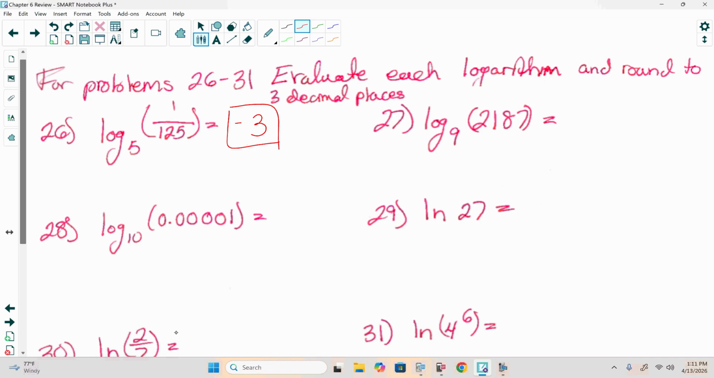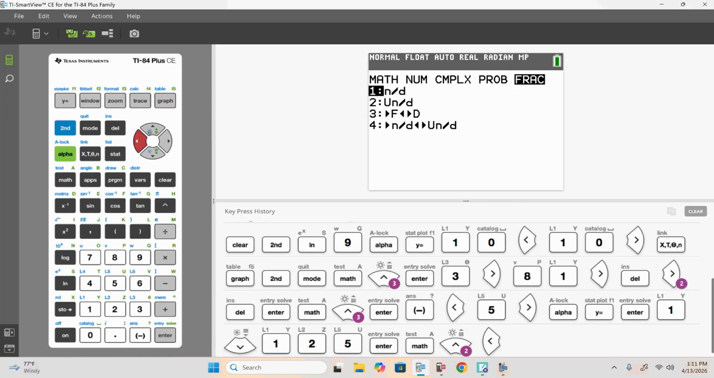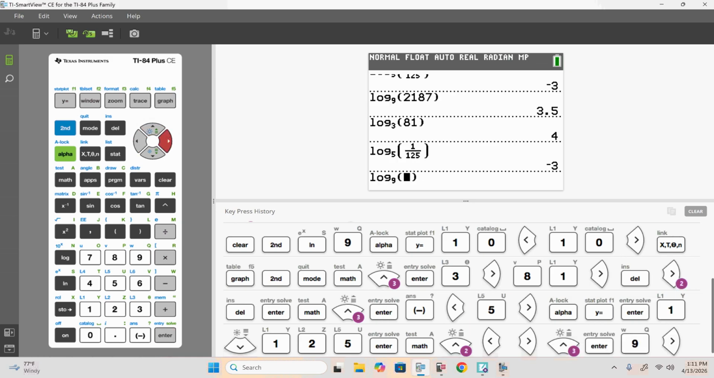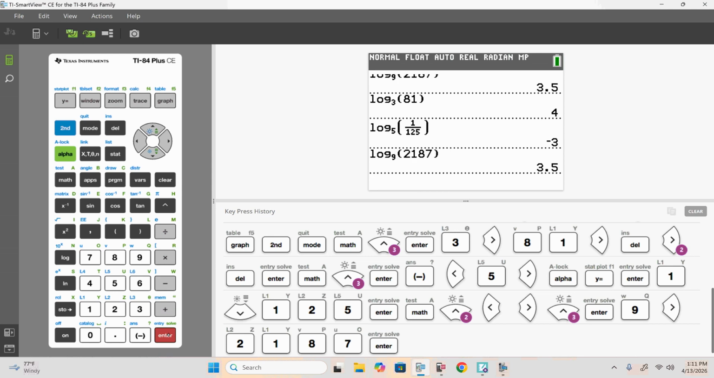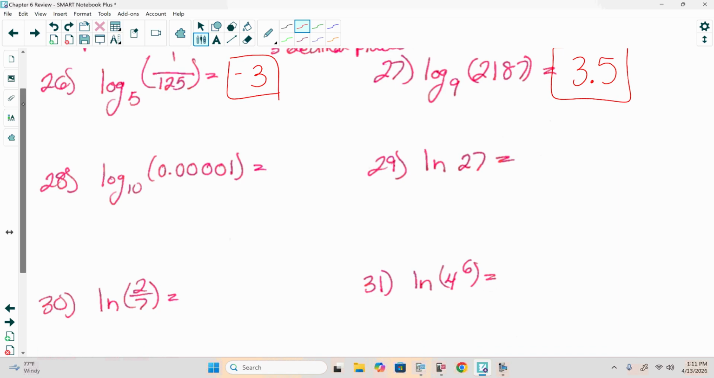27, log base 9 of 2,187. Well, math, log base 9 of 2187, which is 3.5. Again, there's no reason to round to 3 decimal places because, well, we don't go out past 3 decimal places. We could still technically round to 3 decimal places. It would just be 3.500. Questions on 26 or 27?